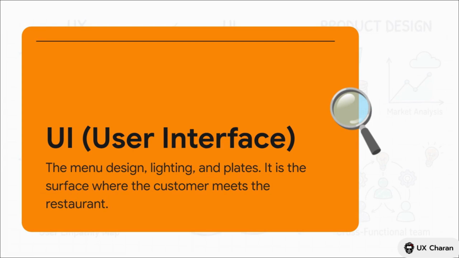Now contrast that with UI, or user interface. This is exactly what the customer physically sees and touches. We're talking the menu typography, that trendy Edison bulb lighting, the heavy ceramic plates. It's the literal surface where the customer meets the restaurant. So if UX is the skeleton and the floor plan, UI is the skin and the interior design.